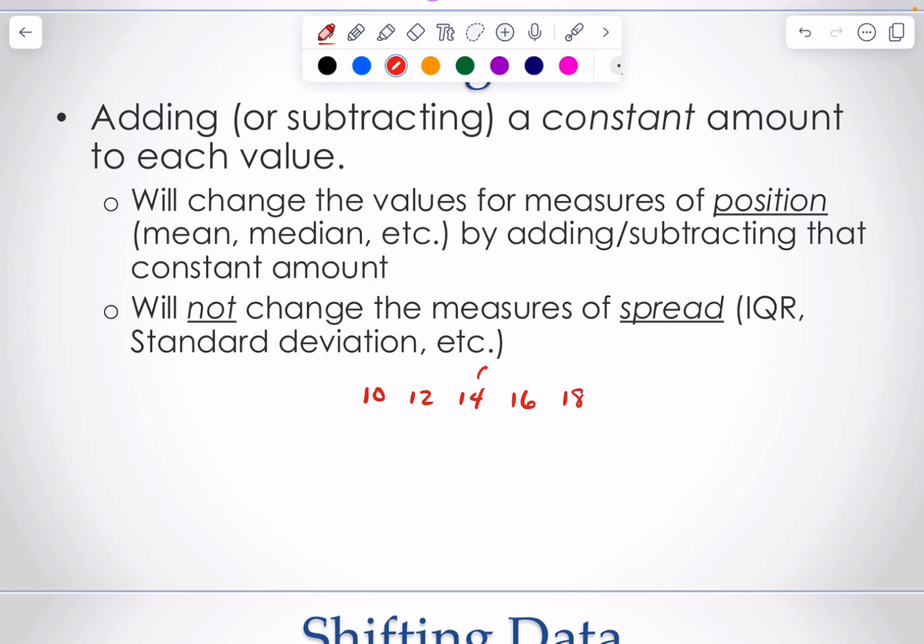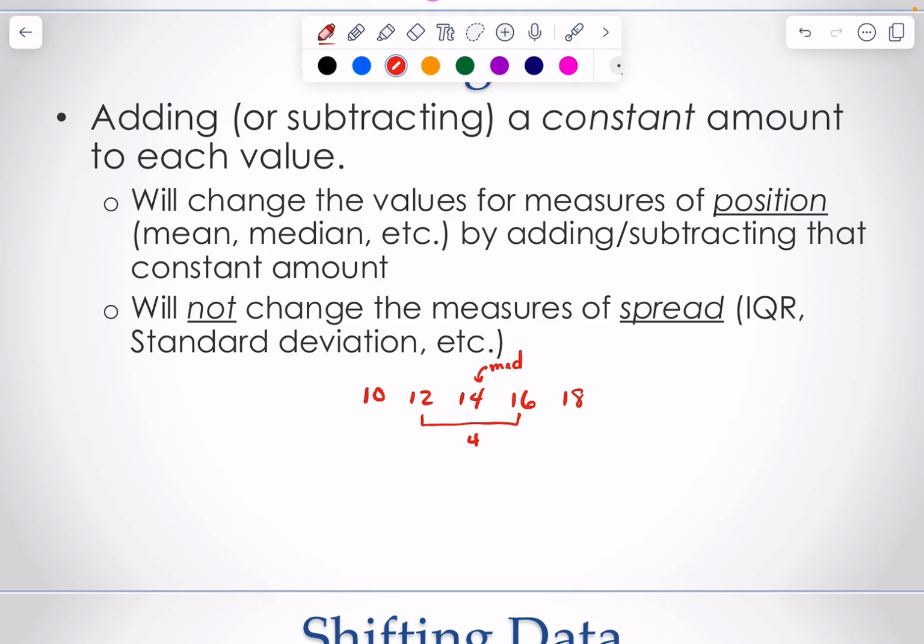But we notice then that for my data set, my median would be about 14. My IQR would be 4. And then my range, so min and max, would be about 8. So we can calculate our summary statistics, our medians, IQRs, means, standard deviations, things like that.